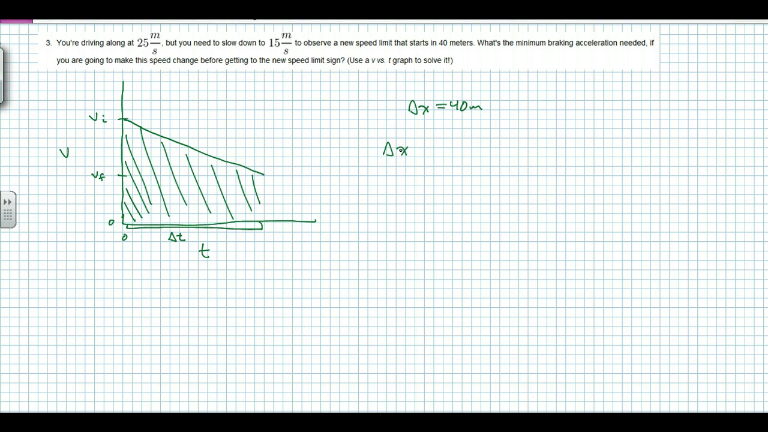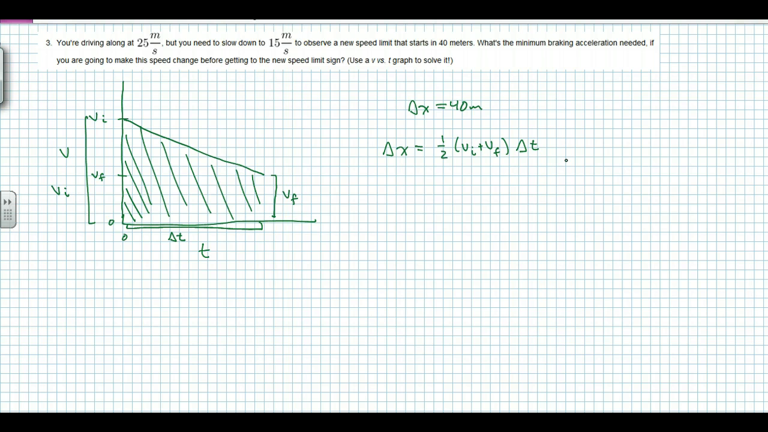we need the length of the trapezoid here, and then the size of these two bases, and we put them together. So this base is VF high, and this base is VI high. So what we want is 1/2 times the sum of those. Physically, what that gives us is the average velocity, by the way. And then it's this long, it's delta t long.